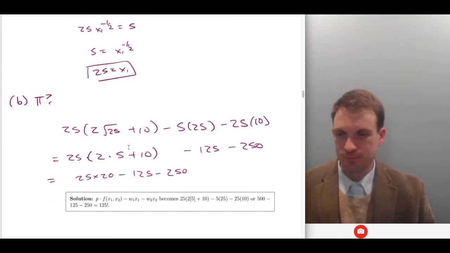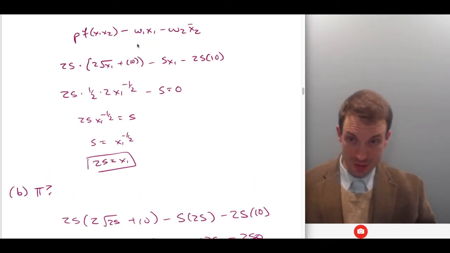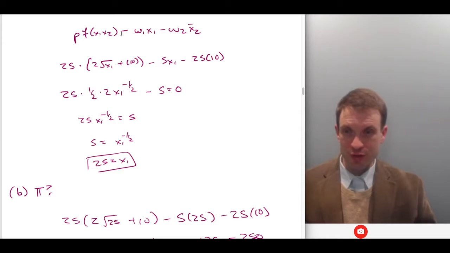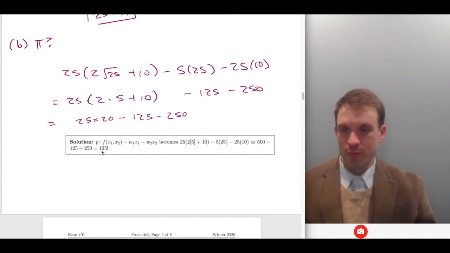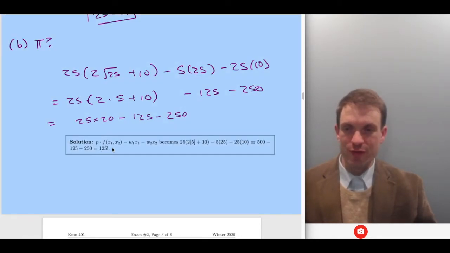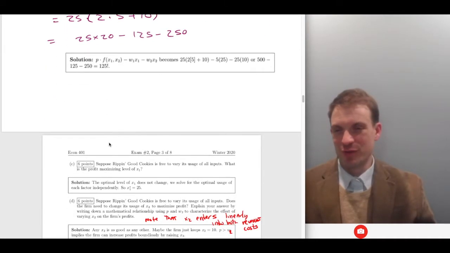All right, what's the profit? That was the next question: what happens to the profit level? Well, you just go back to the profit function we had here, and then we evaluate that at our optimal x1 that we just found. Put in 25 here and here, and then solve. If you do this, we end up getting profits of 125. Not 125 factorial. I was just exclaiming that profits were high.